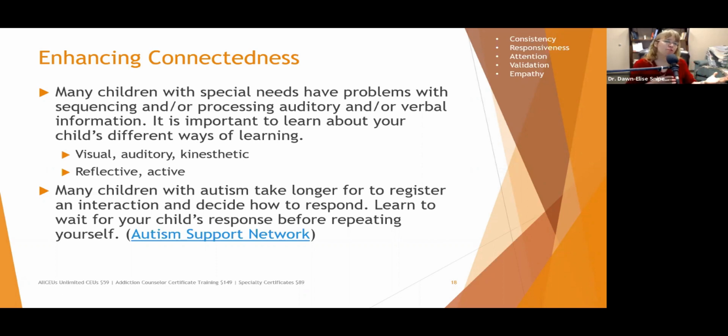And are they reflective or active learners? Generally, people with autism tend to be more reflective learners. They need more time for processing to have that aha moment. Doesn't mean they are intellectually impaired in any way. It just means they need more time. Many children with autism take longer to register an interaction and decide how to respond. So learn to wait for the response before repeating yourself.